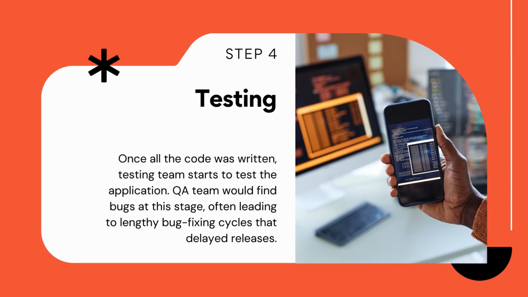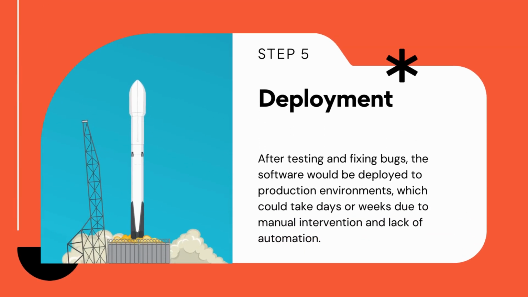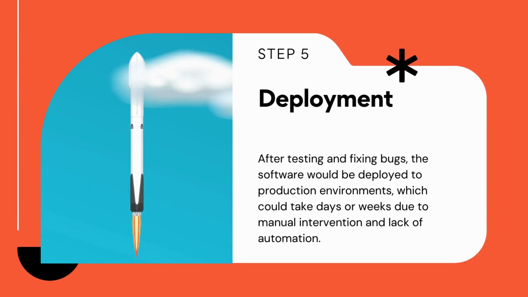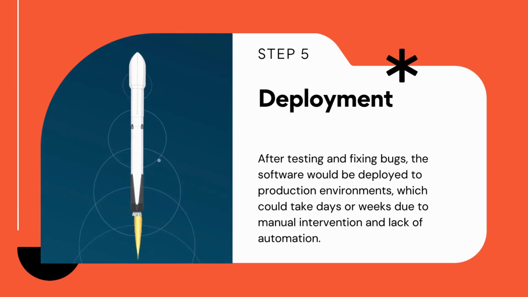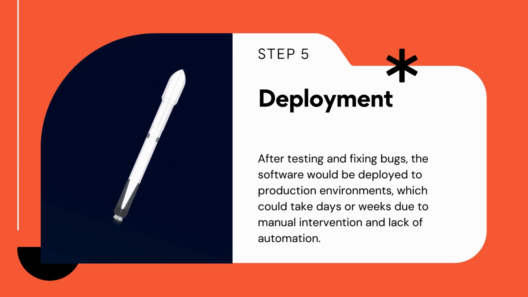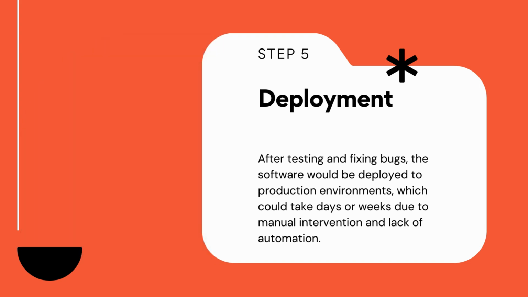Then comes the testing. Once all the code was written, the testing team starts to test the application. The QA team would find bugs at this stage, often leading to lengthy bug fixing cycles that delayed releases. Then deployment. After testing and fixing bugs, the software would be ready to deploy to the production environment, which could take days or weeks for deployment itself due to manual intervention and lack of automation.